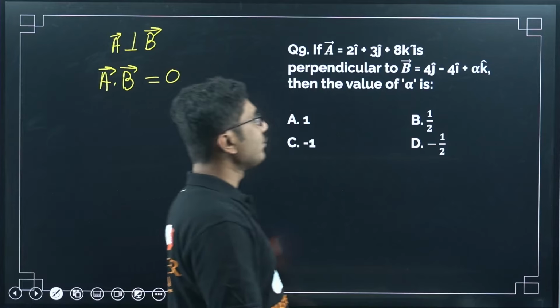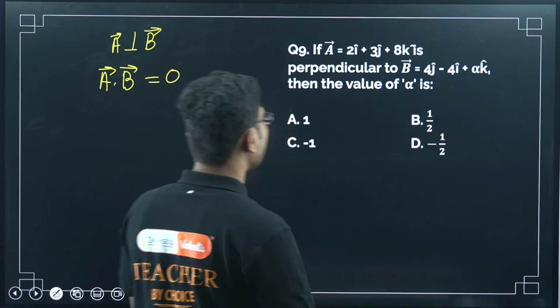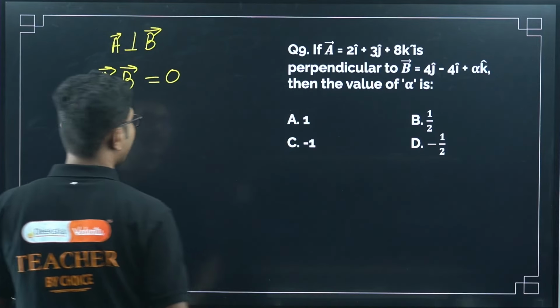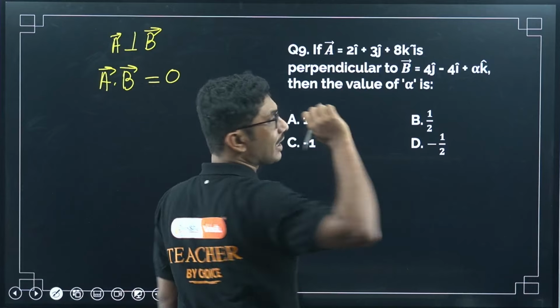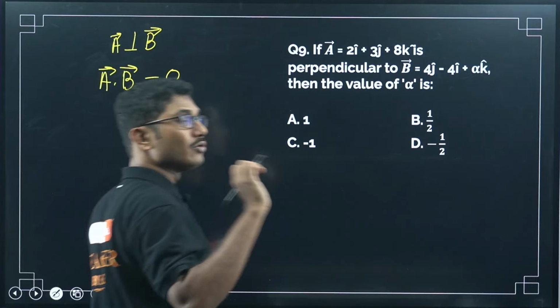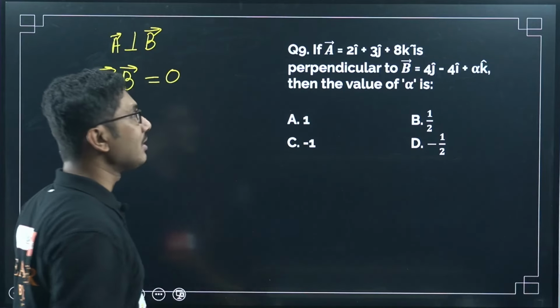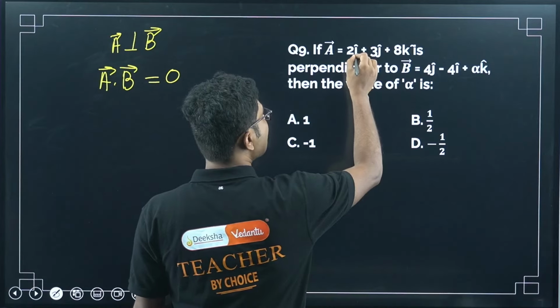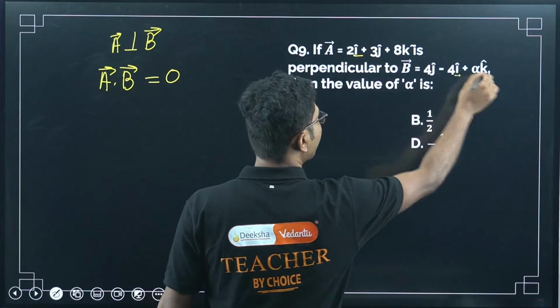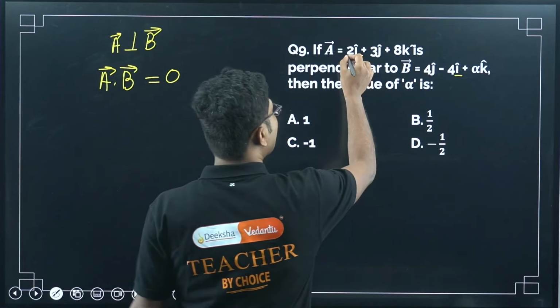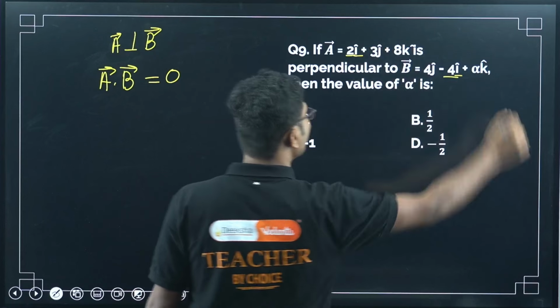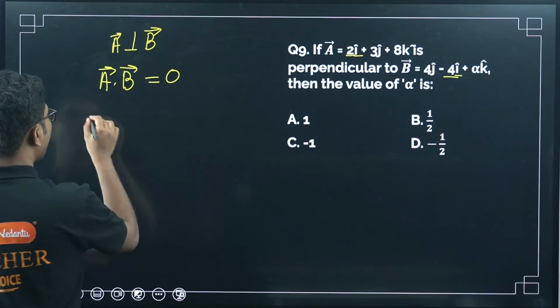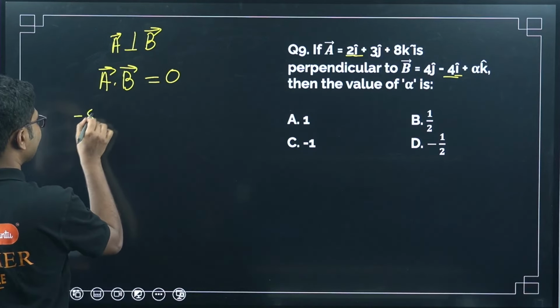Now what we have to do? We have to find the dot product. How can we find the dot product? To find the dot product, easiest way, write it directly. You don't need to write everything together. So first you have to multiply the component of i with the component of i. Here i is with 2, so 2 into minus 4 is minus 8.